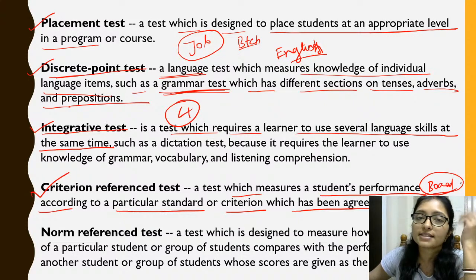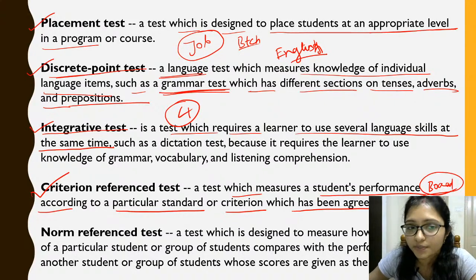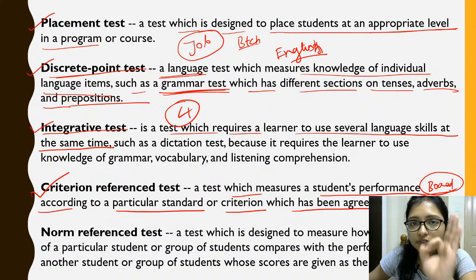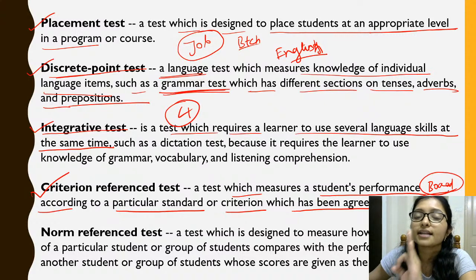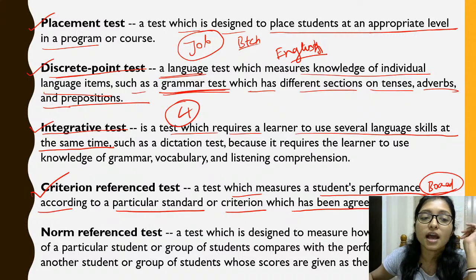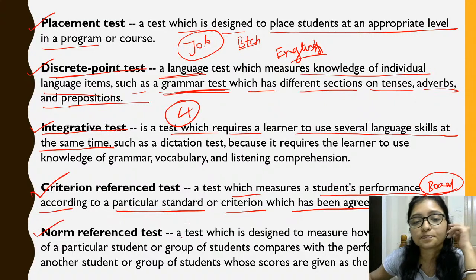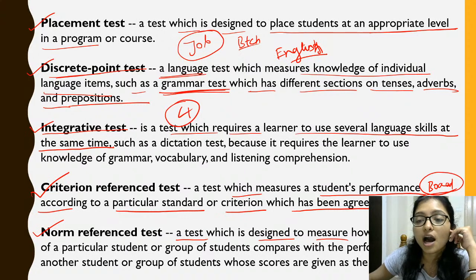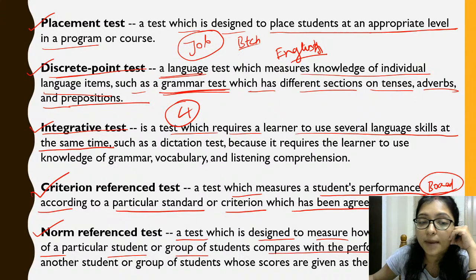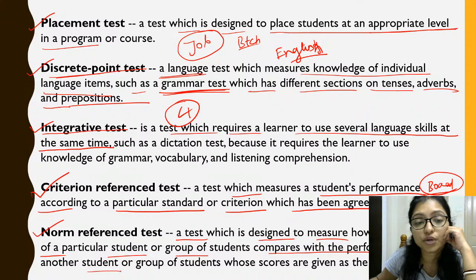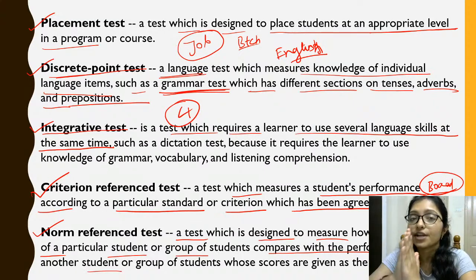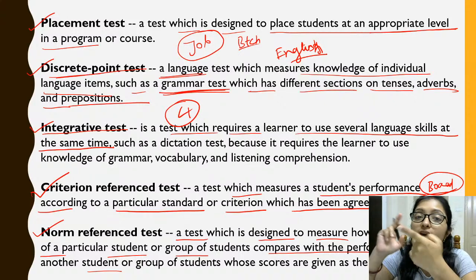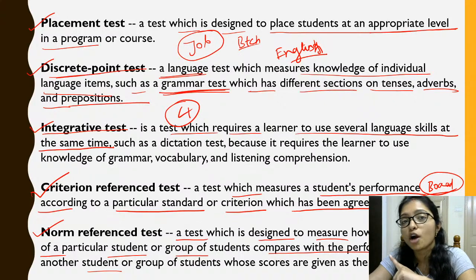According to the board exam, the students have to perform. That is the criteria, some specific criteria is fixed, right? That is the criteria reference. And norm reference means a test which is designed to measure how the performance of a particular student or group of students compares with the performance of another student. Now see, there is a difference, you have to think about criteria reference and norm reference.